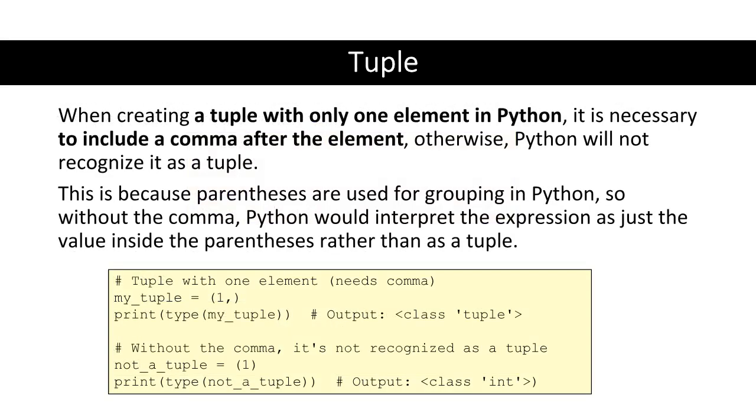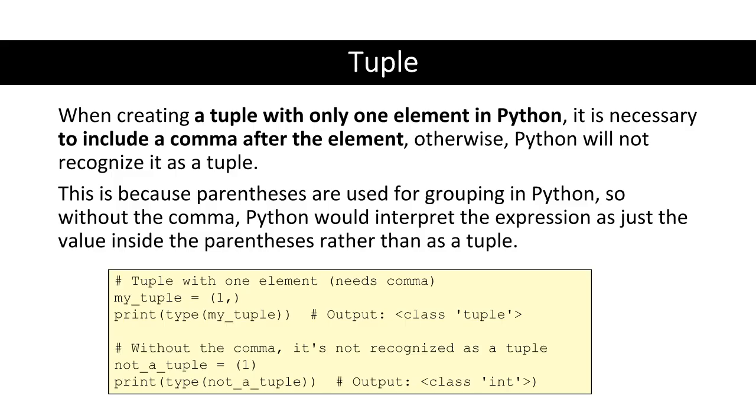When creating a tuple with only one element in Python, it is necessary to include a comma after the element, otherwise, Python will not recognize it as a tuple. This is because parentheses are used for grouping in Python, so without the comma, Python would interpret the expression as just the value inside the parentheses rather than as a tuple.